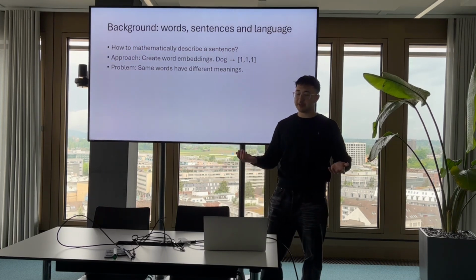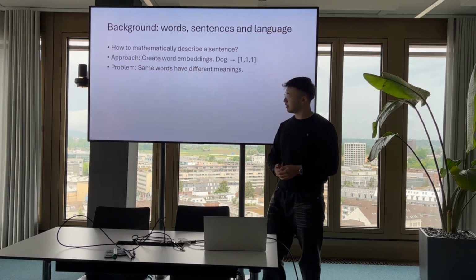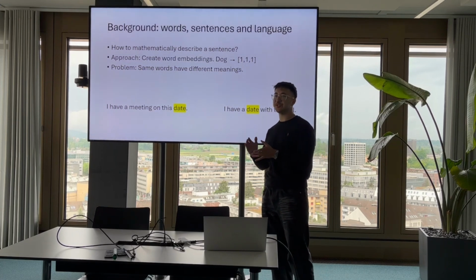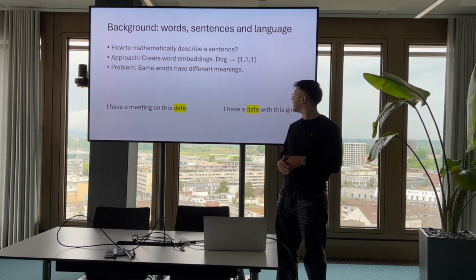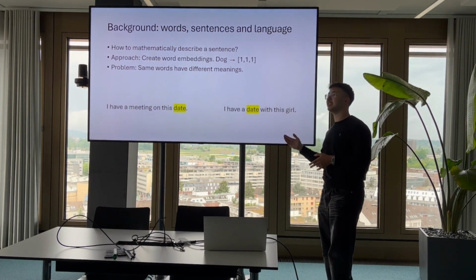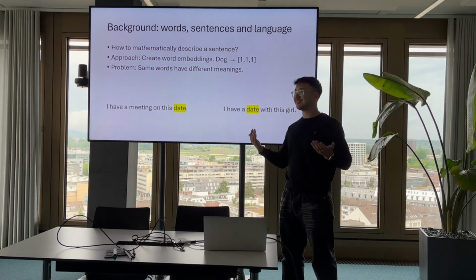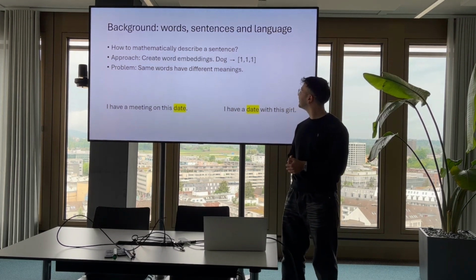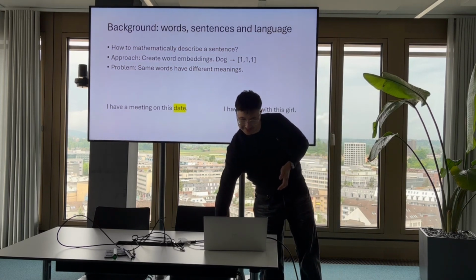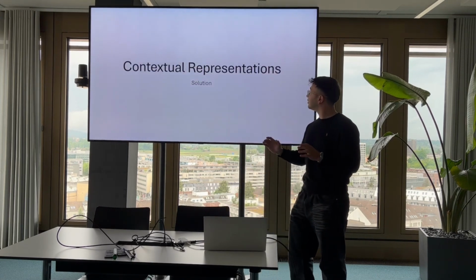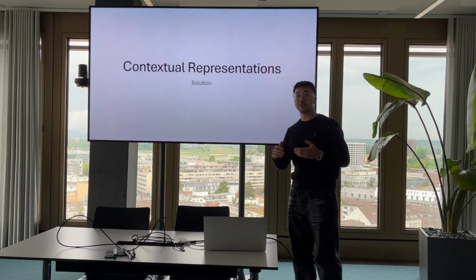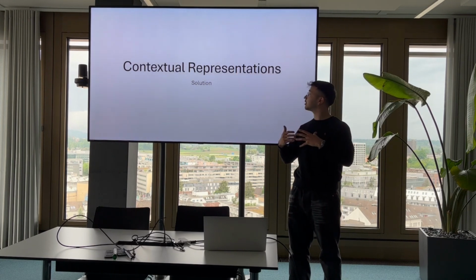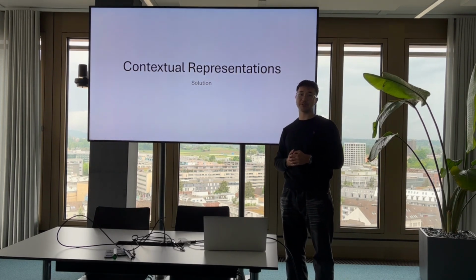But the problem is many words have different meanings. So for example, if I say I have a meeting on this date, date refers to the day. And if I say I have a date with this girl, this means that I meet a romantic kind of meeting, you know what I mean. So yeah, it's all about representing context. So we want to create word or token embeddings which capture context as well as possible.